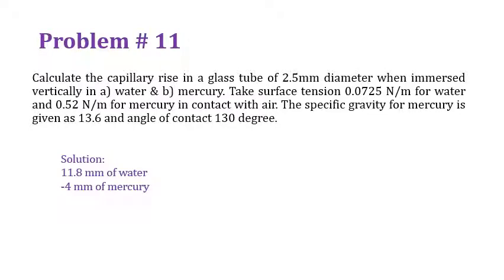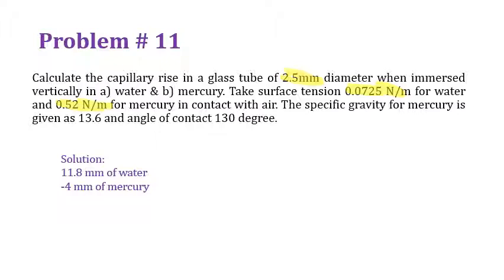So basically you have to use the same formula which I have just computed. H is 4 sigma cos theta over rho g d. The diameter of the tube is given as 2.5 millimeter. Surface tension for water is 0.0725 Newton per meter. So basically what happens is the same glass tube is firstly immersed in water, for which the surface tension is given, and later on it is immersed in mercury. So we have two cases, and the surface tension in mercury is also given as 0.52 Newton per meter.